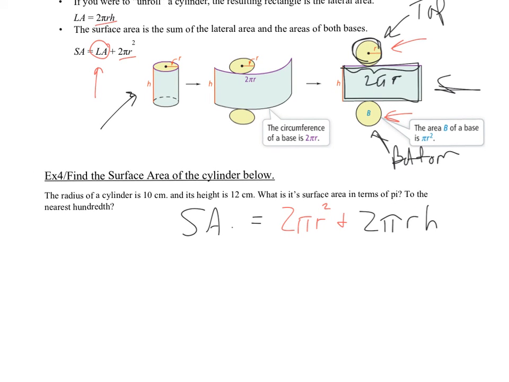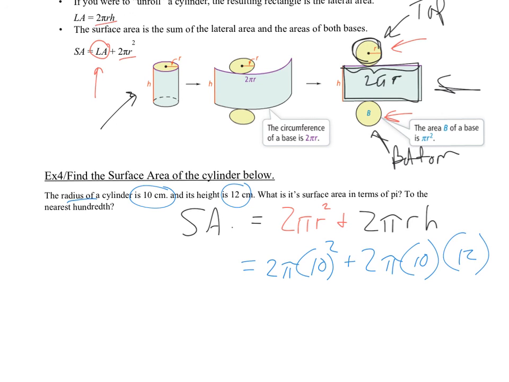We look at our example here. 2 times pi, it says it has a radius of 10 centimeters. So it's just going to be 10 squared plus 2 times pi. What's the radius? Again, 10 centimeters. What's the height? 12. So when I work this out, this becomes 100, and 100 times 2 would be 200 pi, plus 10 times 12 is 120, times 2 would be 240 pi. And so the answer here would be 440 times pi centimeters squared.